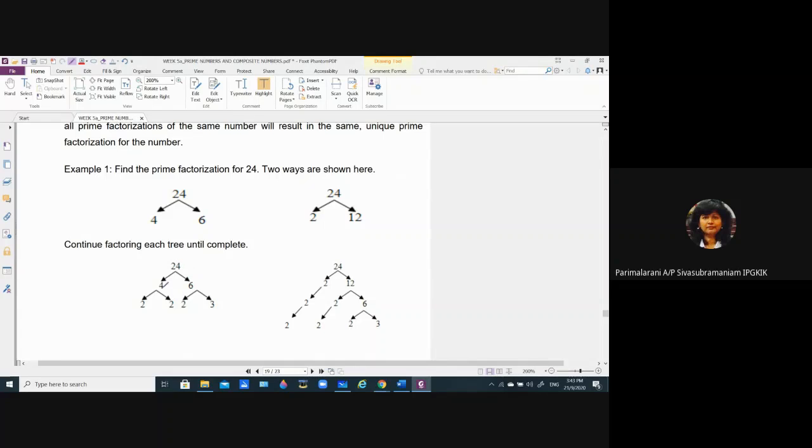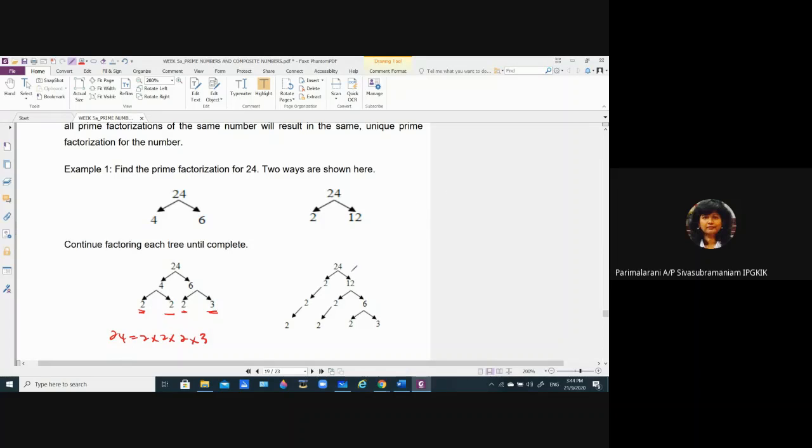And then now break down 4. What are the factors for 4? 2 and 2. This is a prime number, so this branch can stop. This is also a prime number, this branch can stop. So 6: the factors for 6 are 2 times 3. This is a prime number, this is a prime number. When all the ends are prime numbers, you can stop. So from here, you know that 24 is equal to 2 times 2 times 2 times 3.